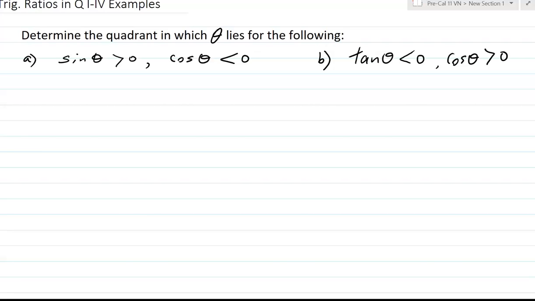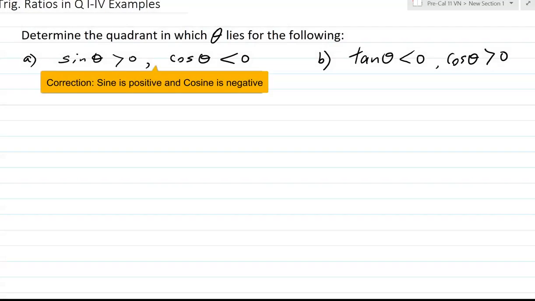Okay, now let's look at some examples of how trig ratios work in quadrants 1 to 4. A perfect example is like this. In the scenario I've given you, we have a theta standard position angle that lies in one of the quadrants, and a condition is given to you. We want to know which quadrant it is. All right, the first example right here.